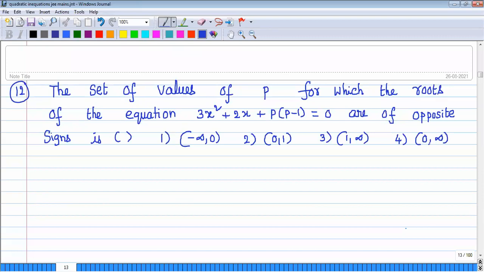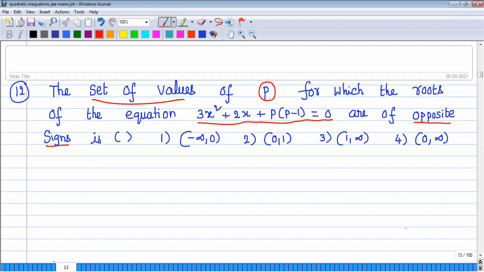First read the question, try to understand the problem. The set of values of p for which the roots of the equation 3x square plus 2x plus p times p minus 1 is equal to 0, a quadratic equation, are of opposite signs. So if the roots of the given quadratic equation are of opposite sign, then find the range of p. Very simple, only a one step problem. How could you solve?